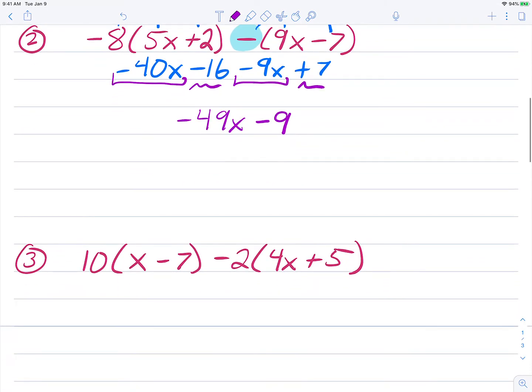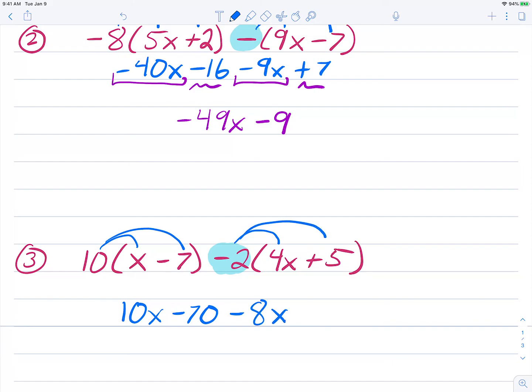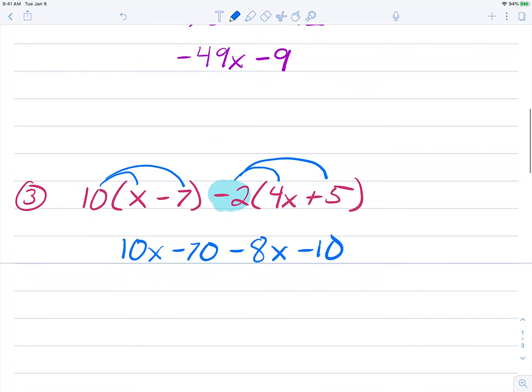Last example, problem number 3. If we first distribute the 10, we get 10x minus 70. And then if we distribute the negative 2, don't forget that negative sign belongs to the 2. It has to be multiplying negative 2 by everything in the parentheses. Negative 2 times 4x is negative 8x, and negative 2 times 5 is a negative 10. If we then combine like terms, 10x minus 8x is 2x, and negative 70 minus 10 is negative 80.